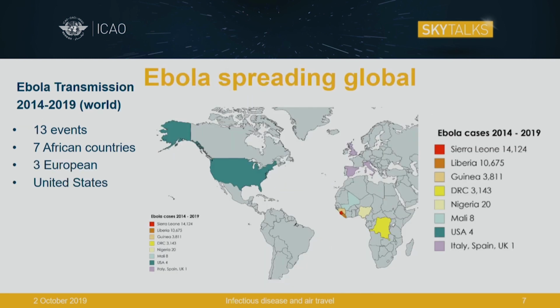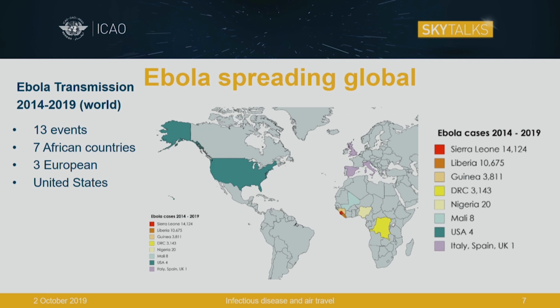Now we come to 2014 to 2019, 5 years. We have had some distribution to Europe, to America. Not a lot of cases, very few cases, but it's there. And the fact that it's there means it can spread everywhere else.